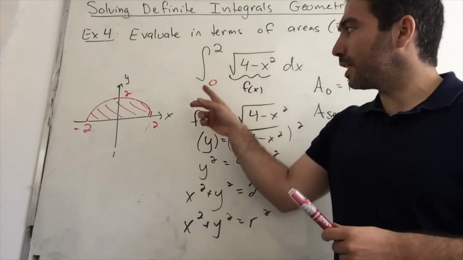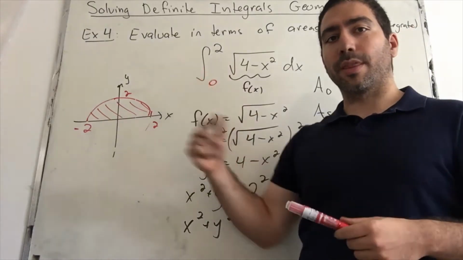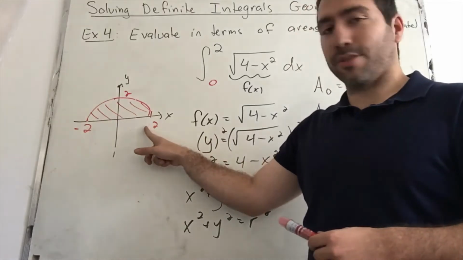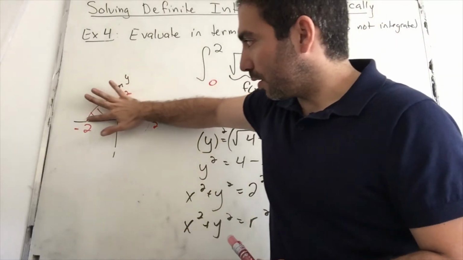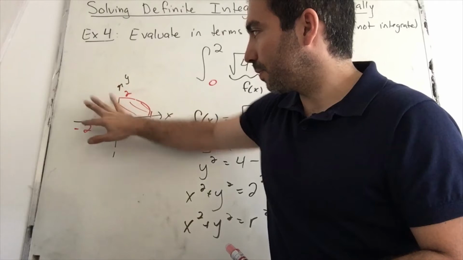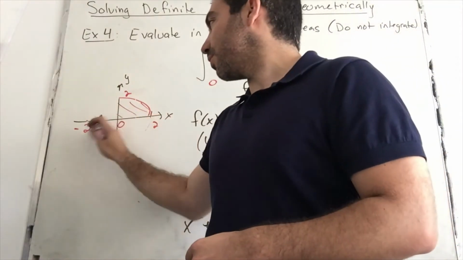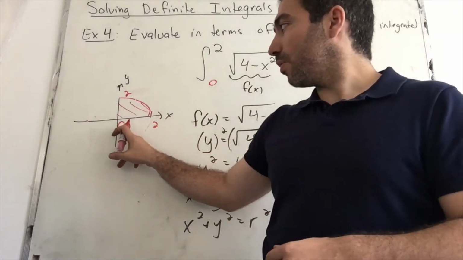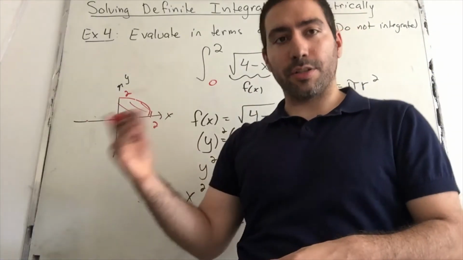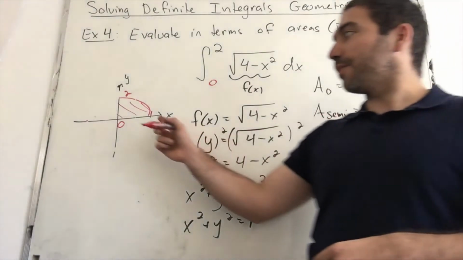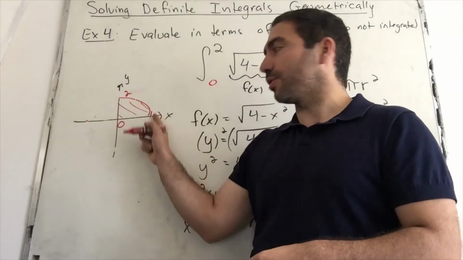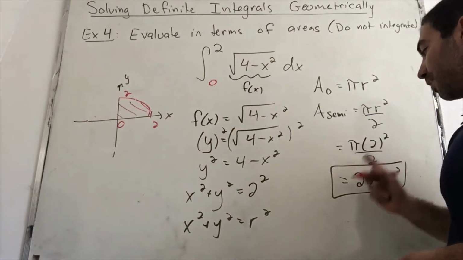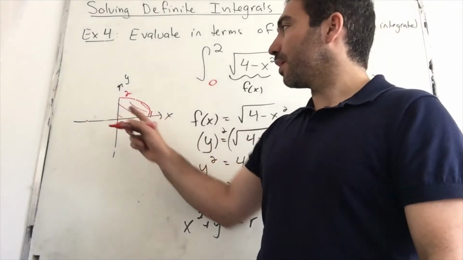What changes? Well, this is saying we're integrating from 0 to 2. So the thing that would change is you're now dealing not with a semicircle, but with a quarter of the circle, because you're now going from 0 to 2 on the x-axis. So here, instead of dividing the area of your circle by 2, you would divide it by 4 because you're dealing with just a quarter. So the answer here would actually be just pi in this case.